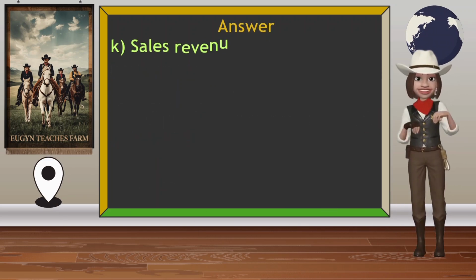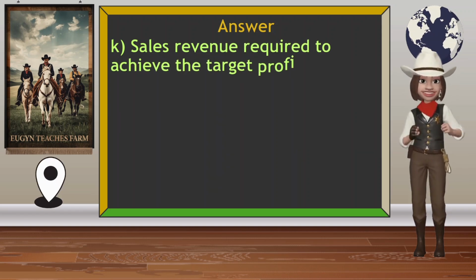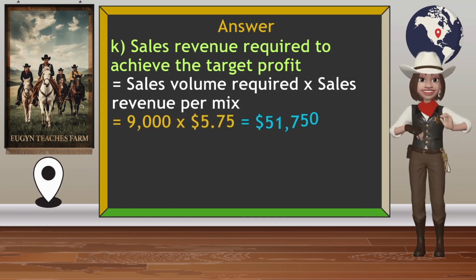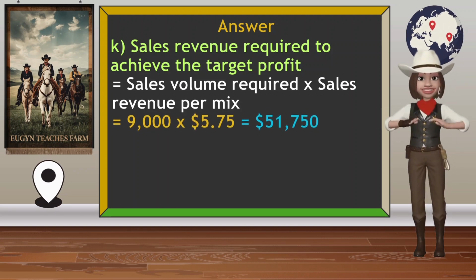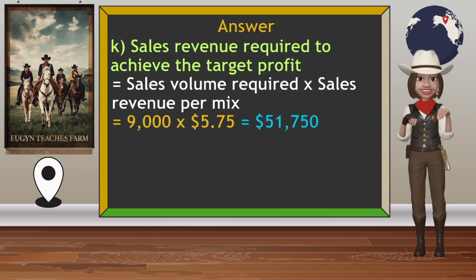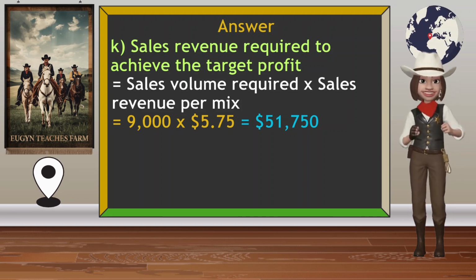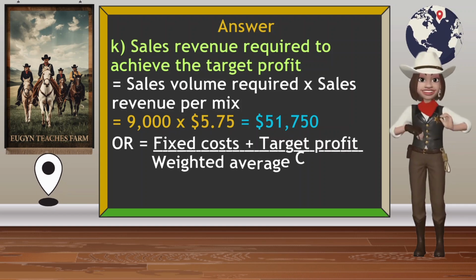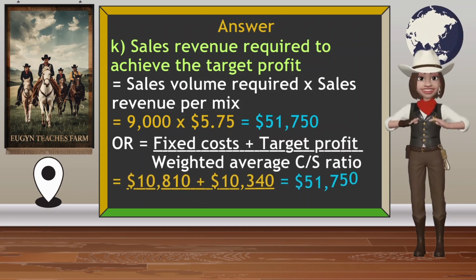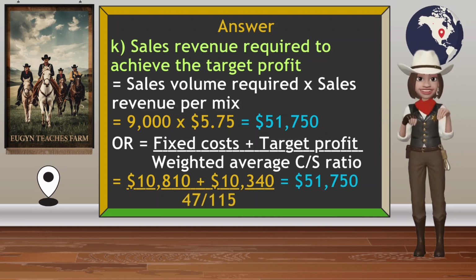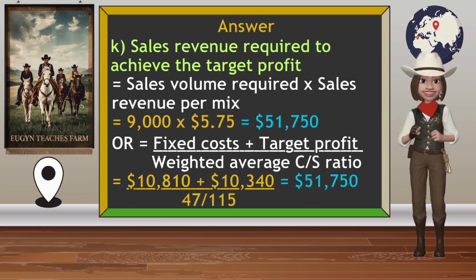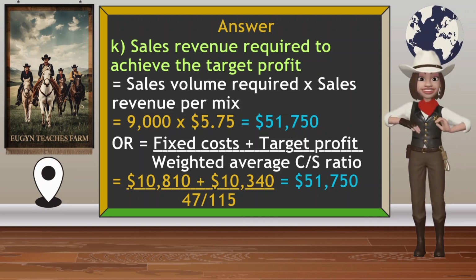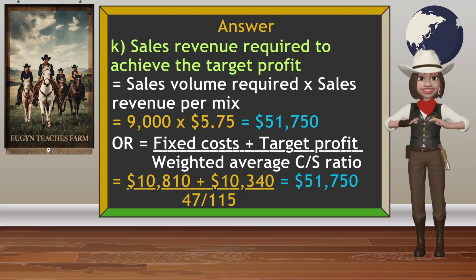To calculate the sales revenue required to achieve the target profit, we'll take the sales volume required times the sales revenue per mix. In that case, we'll multiply 9,000 and $5.75, which gives us $51,750. Alternatively, we can take the fixed costs, $10,810 plus target profit, $10,340 divided by the weighted average CS ratio, 47 over 115. That will still give us $51,750.